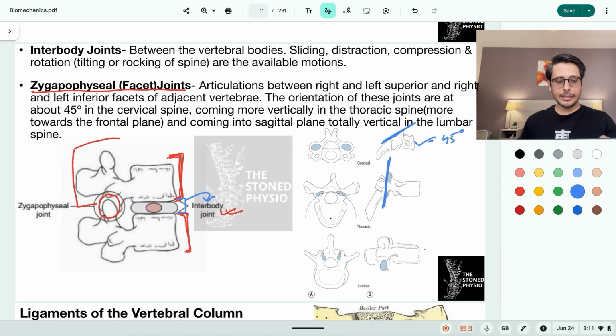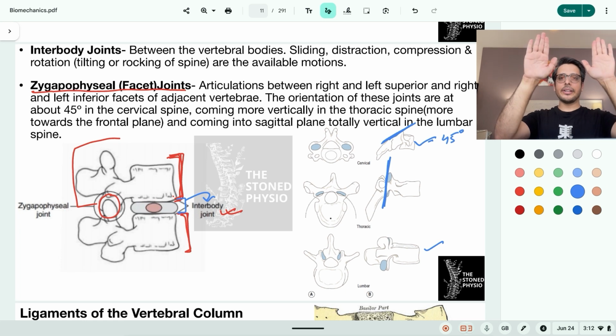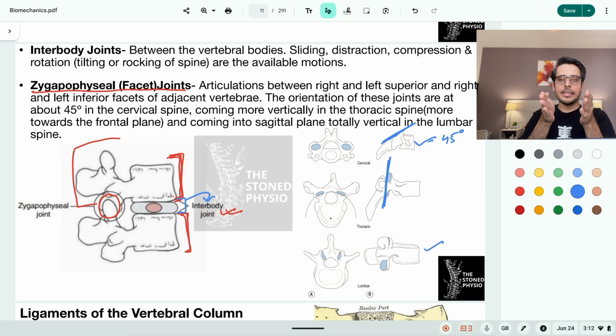And then in the lower part, in the lumbar section, in the cervical spine it was like this, two facets at 45 degrees. In the thoracic spine, it became a bit facing forward and became like this, not exactly vertical, but a bit tilted, still mostly vertical, facing forward. But in the lower part of the spine, in the lumbar spine, it becomes like this, each facet facing each other.